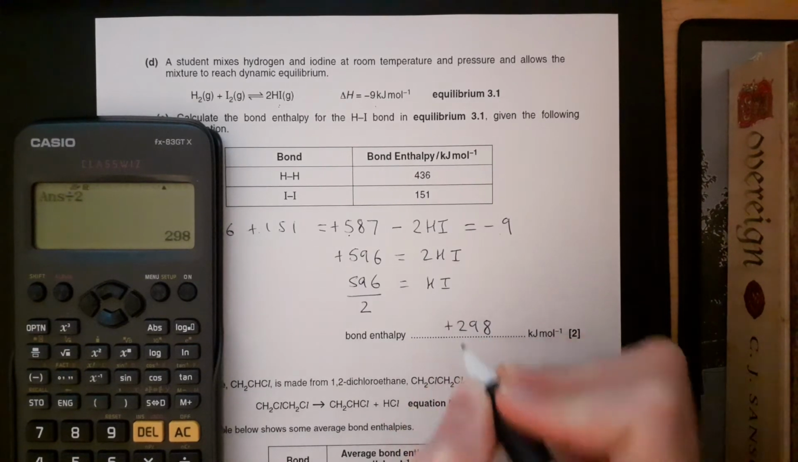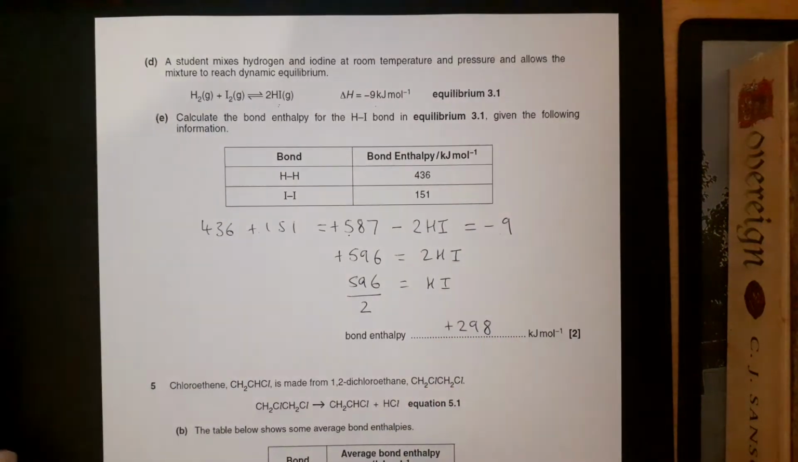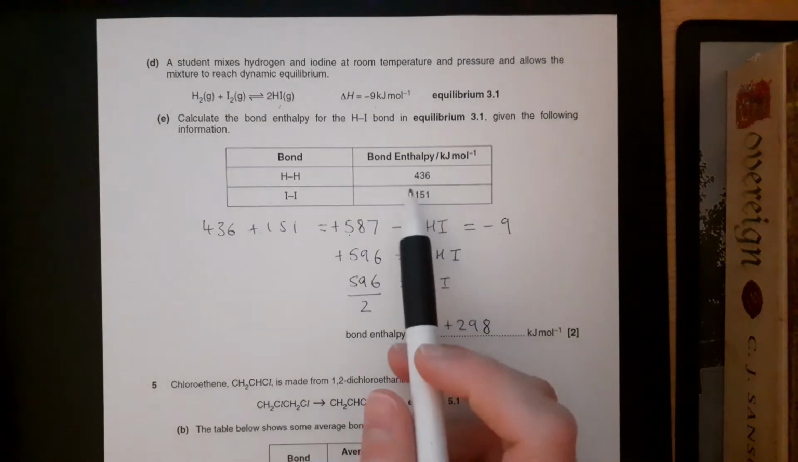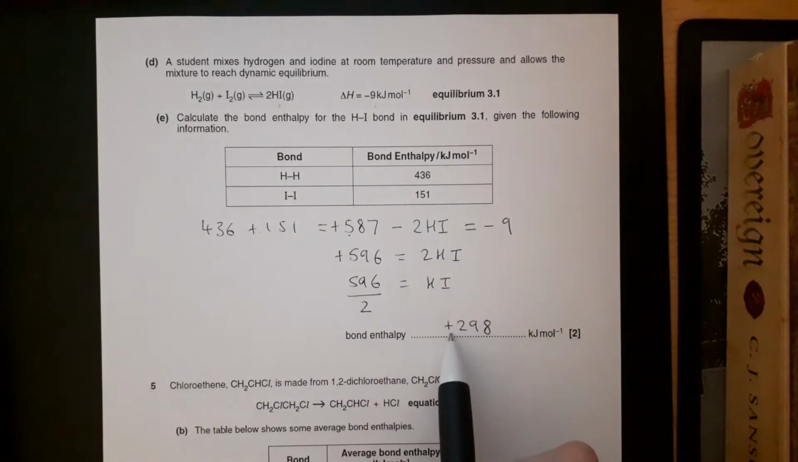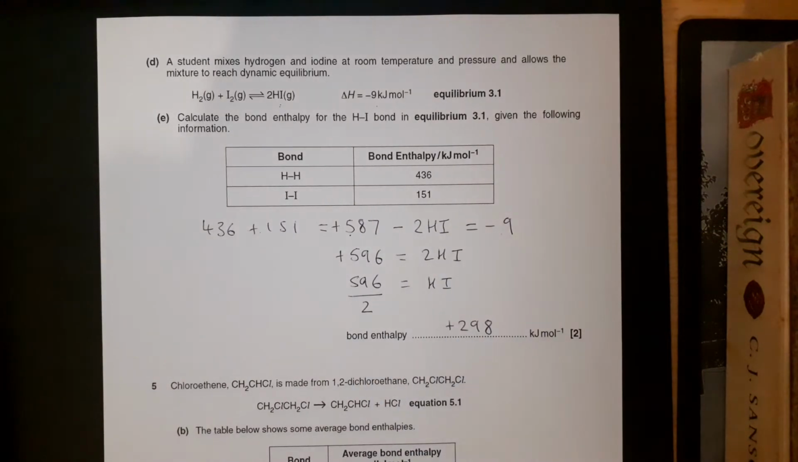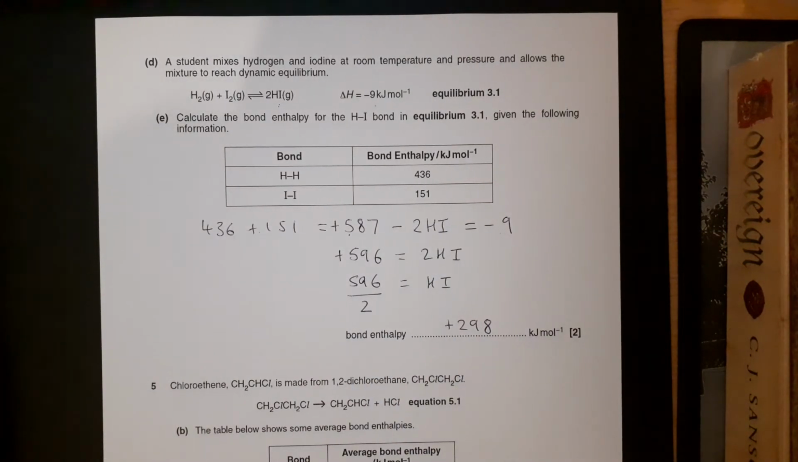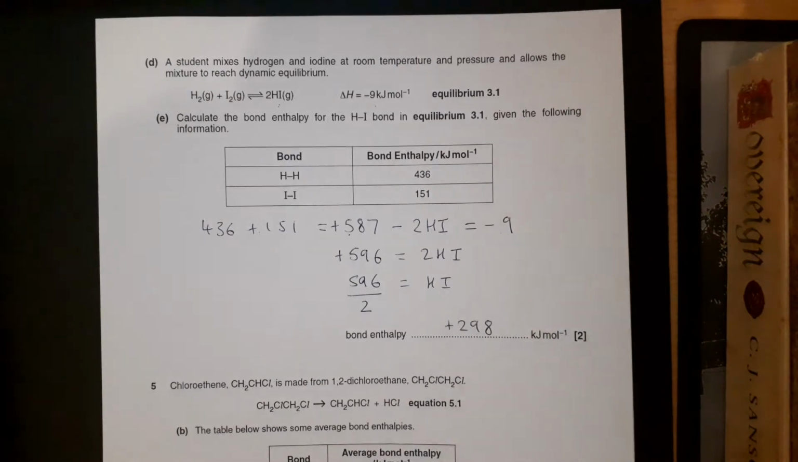And I'm going to put plus 298 just because bond enthalpies are always positive. They're always written as if you're breaking the bond. They haven't put a plus sign here, so you could get away without this. But I want to get in the habit of always writing a sign whenever we're doing enthalpies.